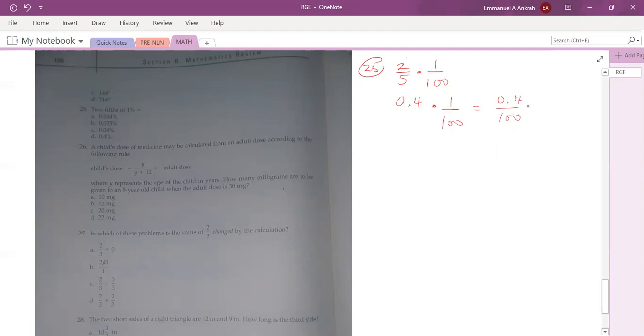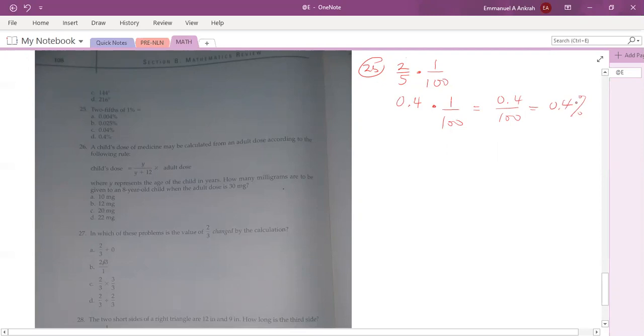So what's 0.4 over 100? This is the same as saying I have 0.4%. If I have 1 over 100, it's 1%. If I have 2 over 100, it's 2%, and so on. So I have 0.4 over 100, it's 0.4%. So that's how I will do it quickly. I'll change this to decimal, and I know it's over 100. That's why I kept 100. Anything over 100 is easy to play around with.